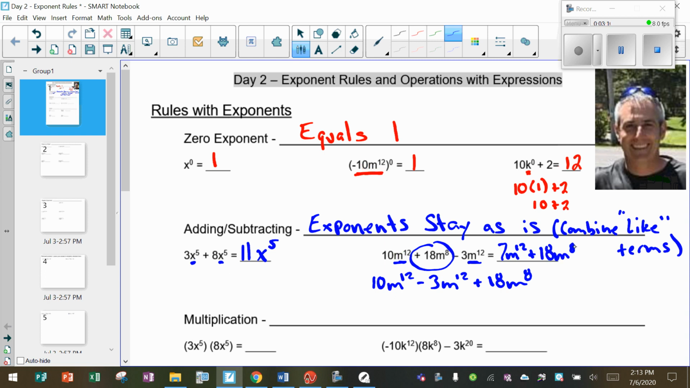Now keep in mind, guys, you can pause this as you need and rewind it if you need to go over anything again. All right, third rule, multiplication.